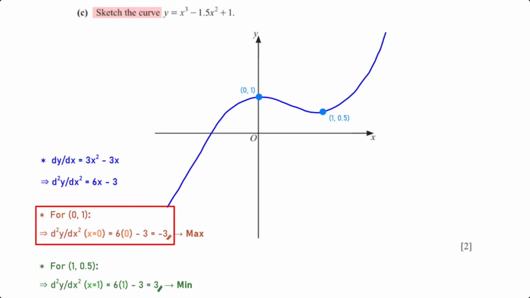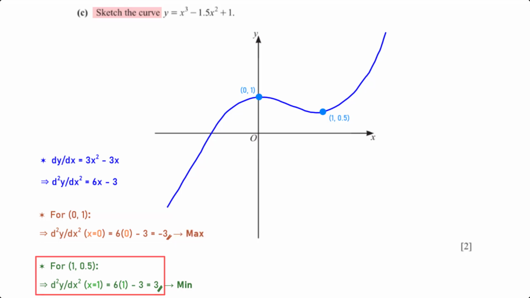For the stationary point (0, 1), its x value is 0. When we plug in x equals 0 into the second derivative, we have 6 times 0 minus 3, which is equal to negative 3. Since this result is negative, it means the stationary point (0, 1) is a maximum. For the stationary point (1, 0.5), its x value is 1. When we plug in x equals 1 into the second derivative, we have 6 times 1 minus 3, which is equal to 3. Since this result is positive, it means the stationary point (1, 0.5) is a minimum.